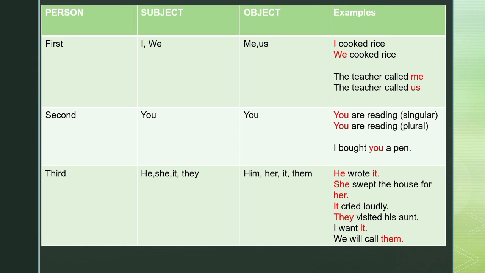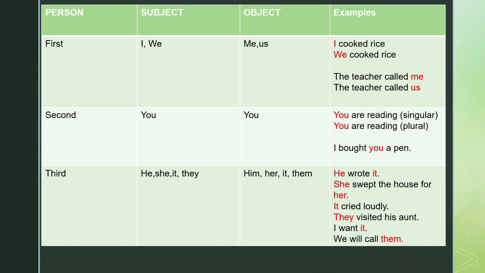You are reading. In the objective case, we will also use you. For example, I bought you a pen, or I sent you to the market. So we are still using you, even in the objective case. And in third person, we are using he, she, or it in the singular form, I mean in the subjective case, and they in the plural.